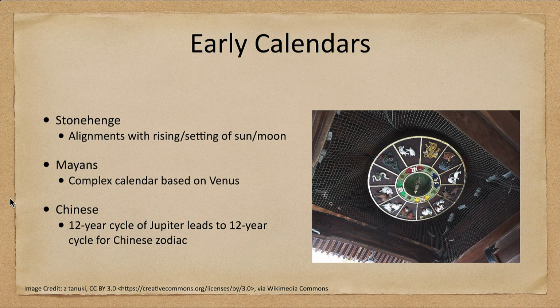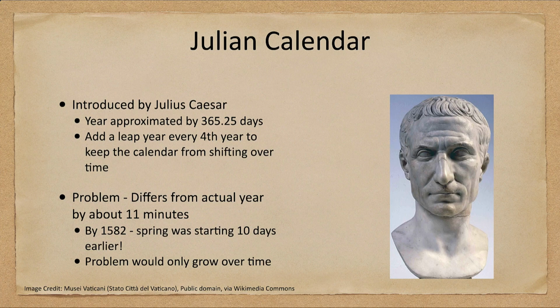So we're not just using those, but other cultures have used other observations and not just the sun and the moon. One of the earlier calendars was introduced by Julius Caesar, who gave us the Julian calendar. In this case, the year was approximated to be 365 and a quarter days. Well, if you remember, it was 365.2422. That's a pretty good approximation. There's a difference of only about 11 minutes. So this is great. Add a leap year every fourth year to keep the calendar from shifting too much over time. And this worked out very well for a while.